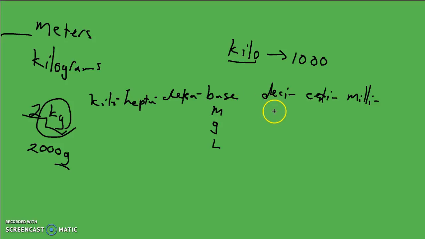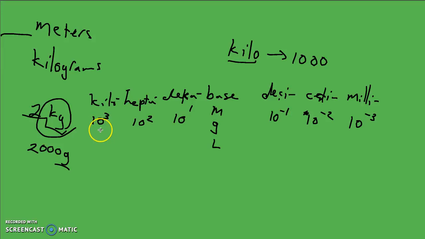If you were to look at a decimeter, it would be 10 to the negative first the size of a meter. That would be a tenth of the size of a meter. A centimeter is 1/100th the size of a meter. A millimeter is 1,000th the size of a meter. Whereas a decameter would be the size of 10 meters. A heptameter would be the size of 100 meters, and a kilometer would be the size of 1,000 meters.